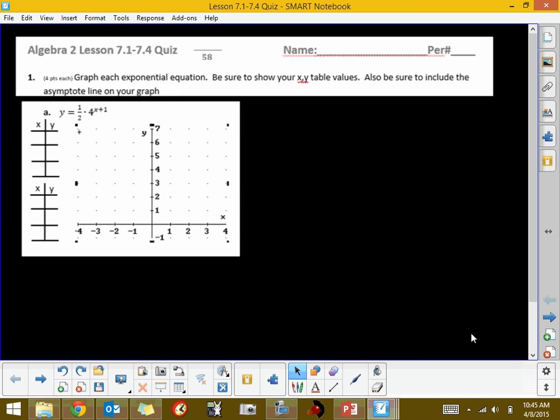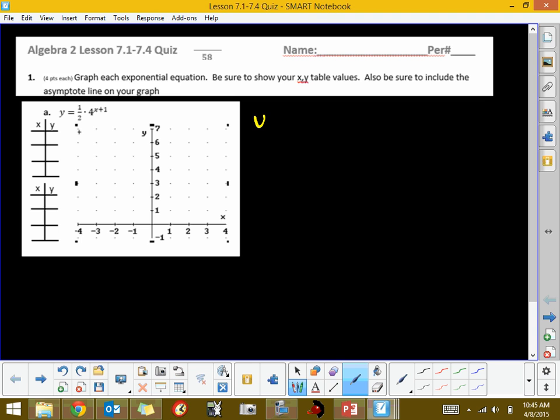The first question in your quiz is to graph an exponential equation. I want you to fill in your XY table, so make sure you include the asymptote on your graph. So the first thing you want to do is identify your parent function. What is the parent exponential equation that you want to use?